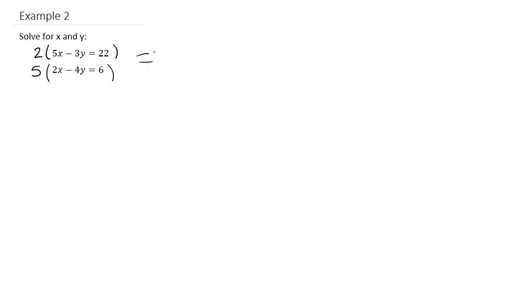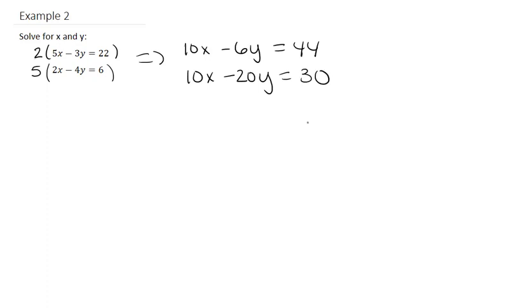So let's multiply that out. 2 times 5x is 10x. 2 times minus 3 is minus 6, and then it's y. And 2 times 22 is 44. Then we have 5 times 2x, so that's 10x. 5 times negative 4y is minus 20y. 5 times 6 is 30.